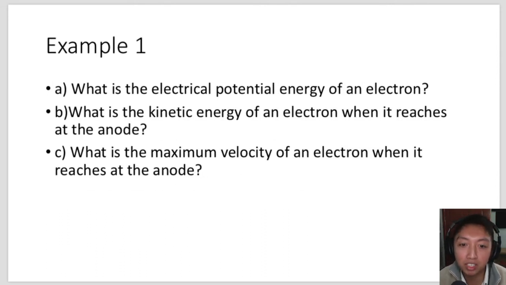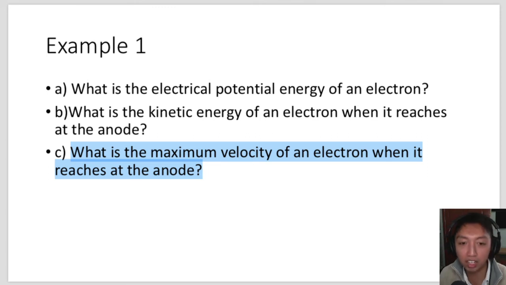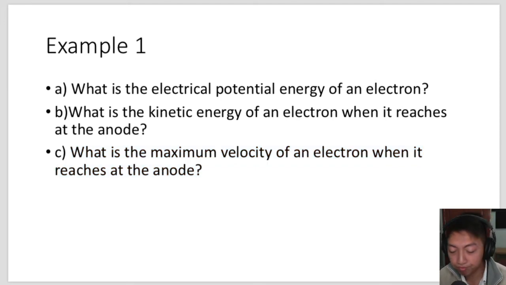Last question is, what is the maximum velocity of an electron when it reaches the anode? So how fast does this electron go? What's the speed that it reaches? And what formula can we use to calculate this? So again, back to the whiteboard.